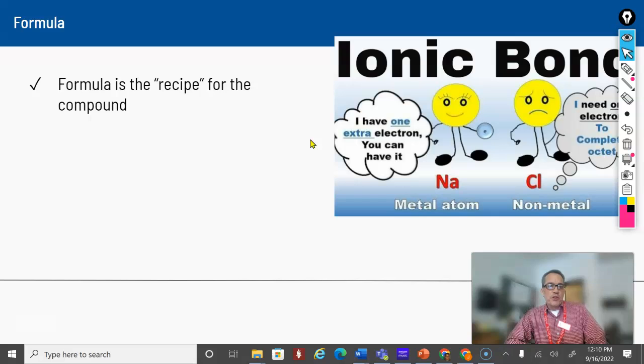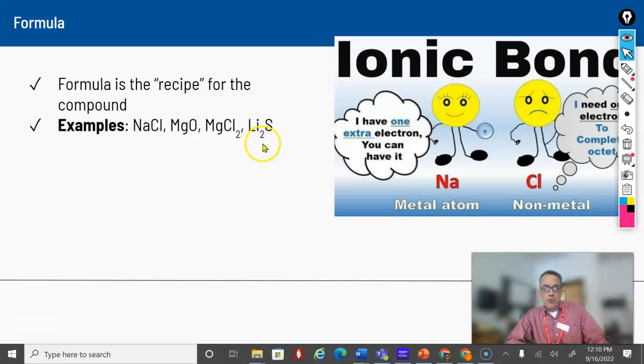And what we end up doing is writing a formula. I like to think of the formula as the recipe for a compound. If we say sodium chloride, that doesn't tell us how many sodiums and it doesn't tell us how many chlorines. The formula for sodium chloride, NaCl, does tell us the number. Some examples of properly written formulas: NaCl, MgO, MgCl2, Li2S.